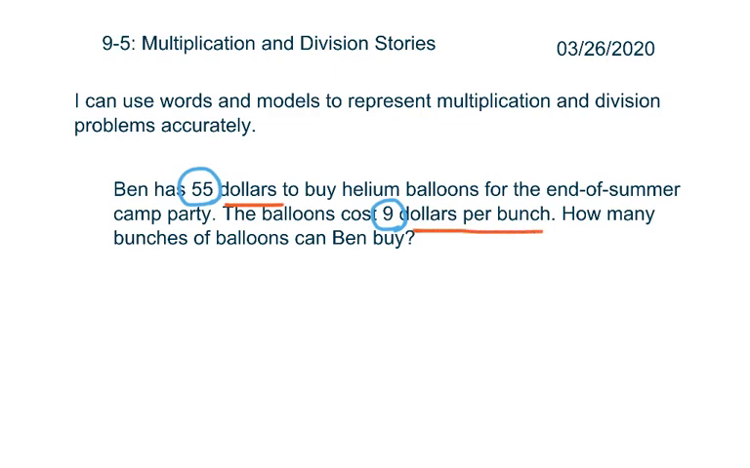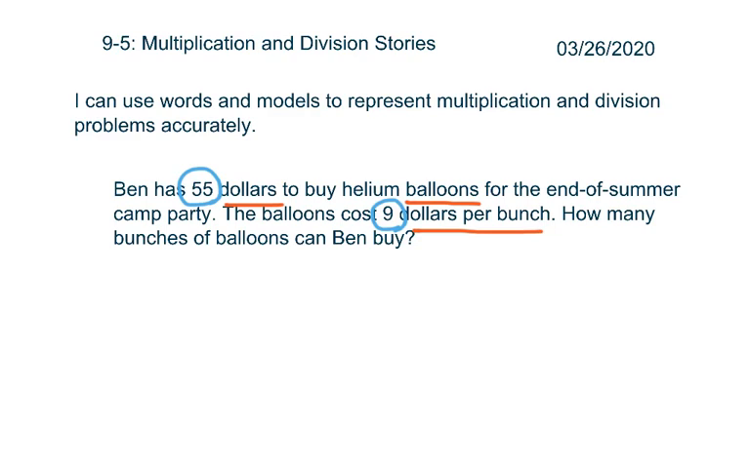So in this word problem, it says, Ben has $55 to buy helium balloons for the end of summer camp party. So if I read that sentence again, I circled $55 because I have an important value, 55, and an important label, dollars. I'm also going to underline balloons because that's what he's using the money for. The next sentence says, the balloons cost $9 per bunch. Again, I circled the important number and I underlined the important words.